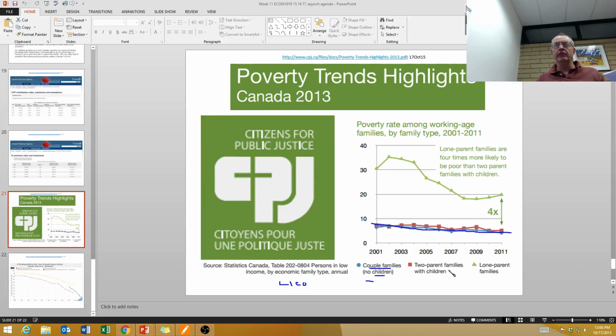In 2011, only about 5% of coupled families without children were at the poverty level, and if we have two-parent families with children, there's also been a bit of a long-term downtrend. It's a little bit higher than families without children, but it's only about 6 or 7%. However, even though the poverty level is higher for single-parent families, there has still been a long-term downtrend over the decade between 2001 and 2011.